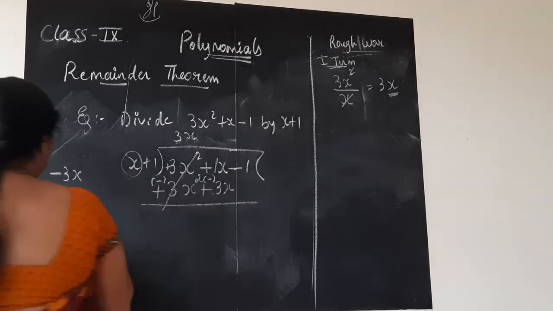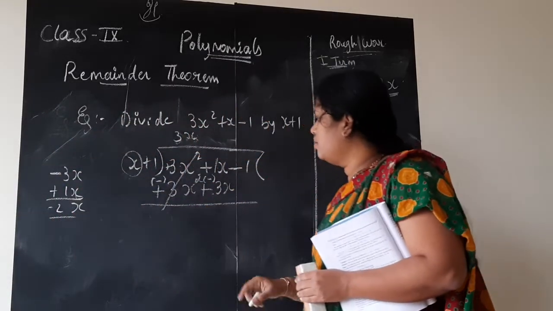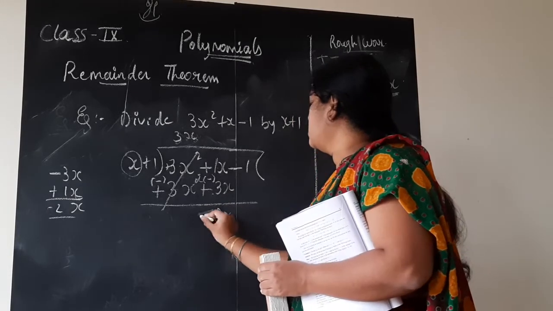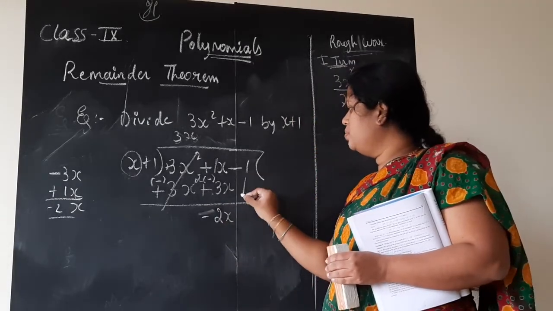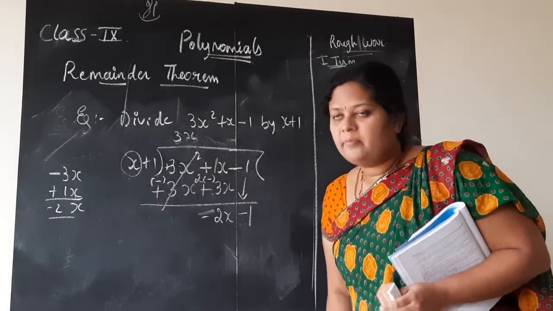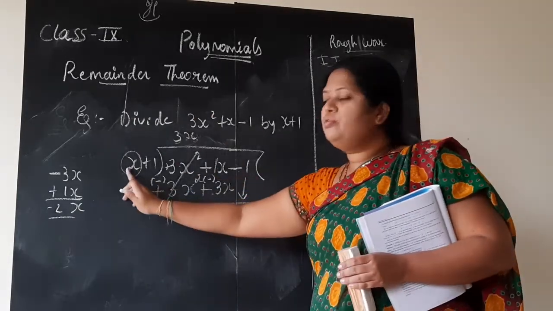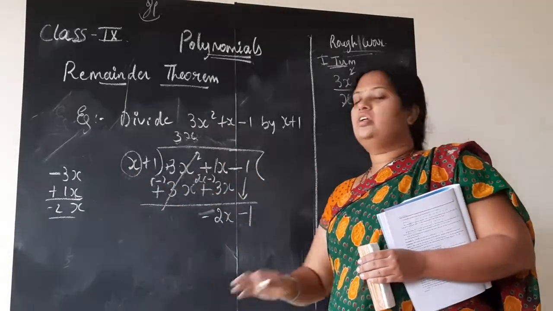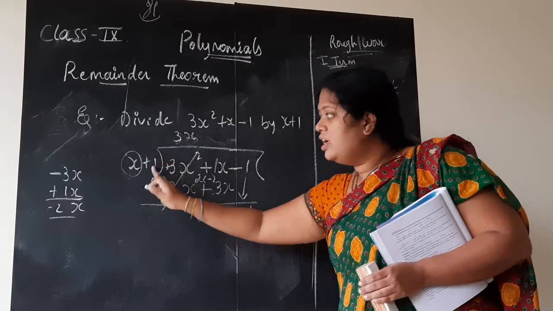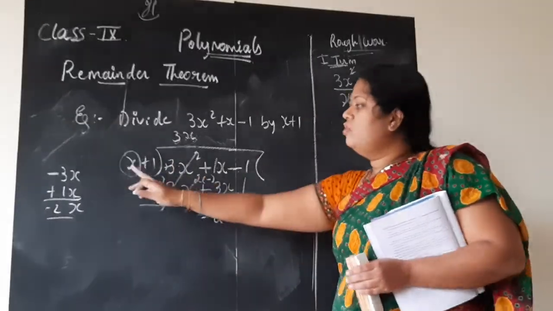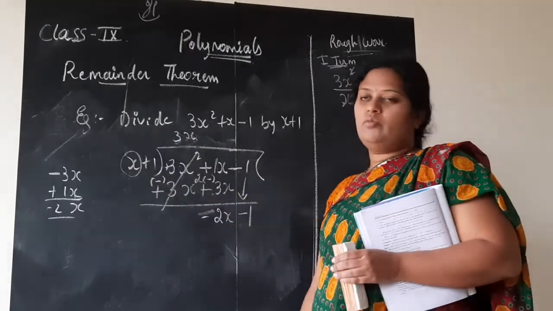Correct? One plus, one minus: subtract and take the greater number's sign. So what I get here is minus 2x. Bring down the next term along with the sign, minus 1. Now again go back to the first term of the monomial. When you are finding the quotient, children, never ever worry about the binomial in the whole exercise. Only concentrate on the first term of the monomial.